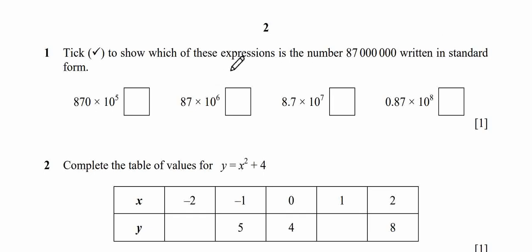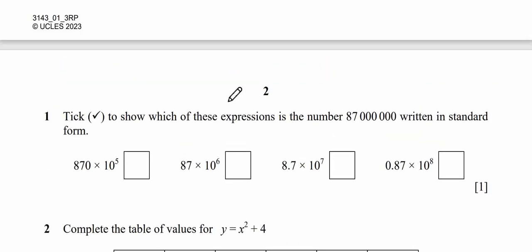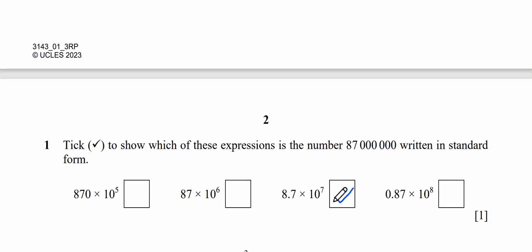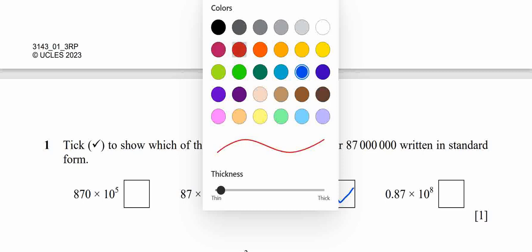10 seconds from now. 10, 9, 8, 7, 6, 5, 4, 3, 2, 1. You got your answer? Let's reveal the answer. Well, the answer is 8.7 times 10 to the power of 7. That will be the correct answer.